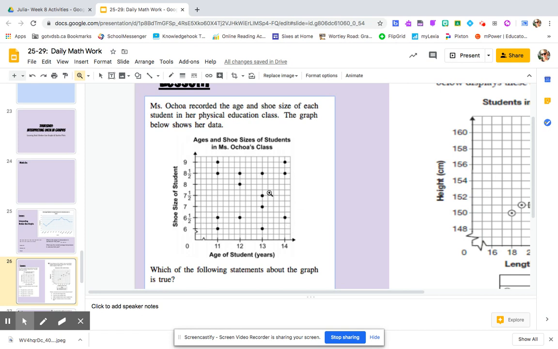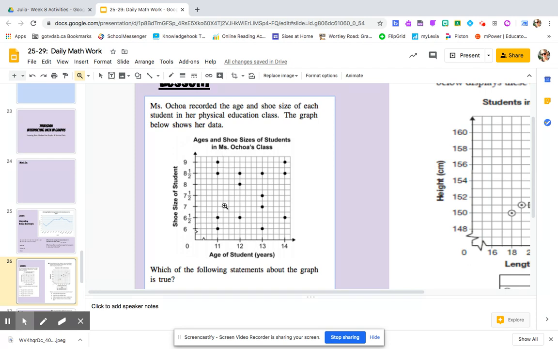So you can see that on this scatter plot, you cannot find a relationship between the age of the students and the size of their shoes. It's not going to help us. Their age is not going to help us predict their shoe size, nor would their shoe size help us predict how old they are. Those two things are unrelated when we plot them on a scatter plot.